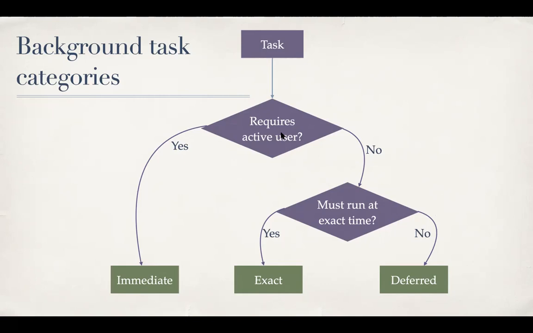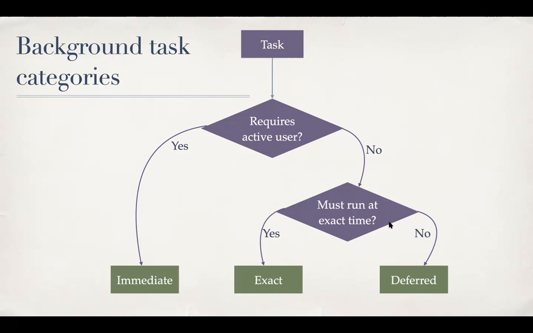So, something that the user is triggering or is quickly waiting for, etc. If your answer is yes, then you have what is called an immediate background task, right? It may be in background, but it's triggered by a user actively, or the user is waiting for it actively, and so on. Okay. If that is not the case, then you have another question to ask.